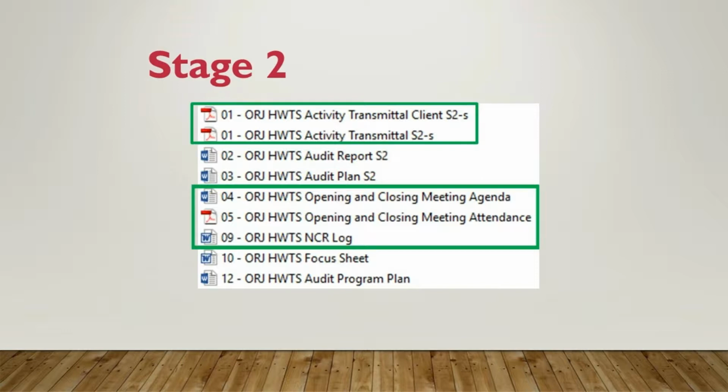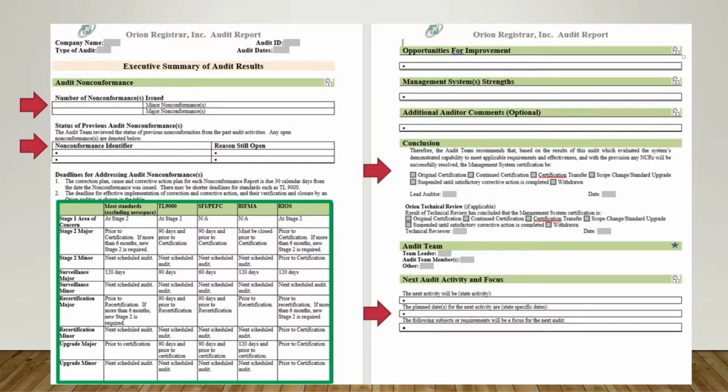Those are the required documents for Stage 1. These are the documents for Stage 2. The documents in the green rectangles are filled the same way we've already explained, so we'll skip those. Now here is the executive summary of audit results, the most important document for Stage 2.